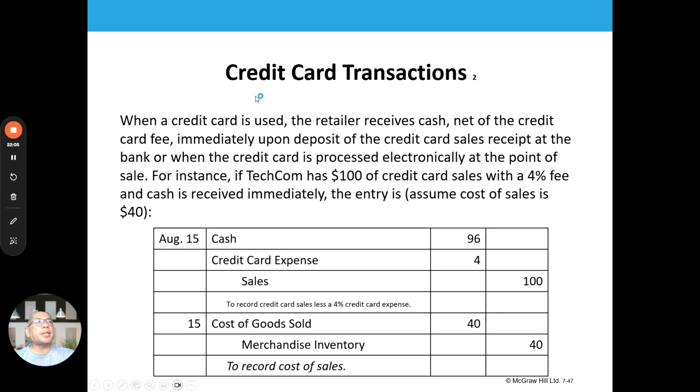Example of a credit card transaction here. Take $100 in credit card sales with a 4% fee. So how are you going to book it? Cash will be $96, debit. Credit card expense $4. Sales will be booked as credit $100. Meanwhile, for the cost of sales, for example the cost of goods is $40, debit cost of goods sold $40. So this is how you record the bookkeeping for the sales. You have to know how to post them.